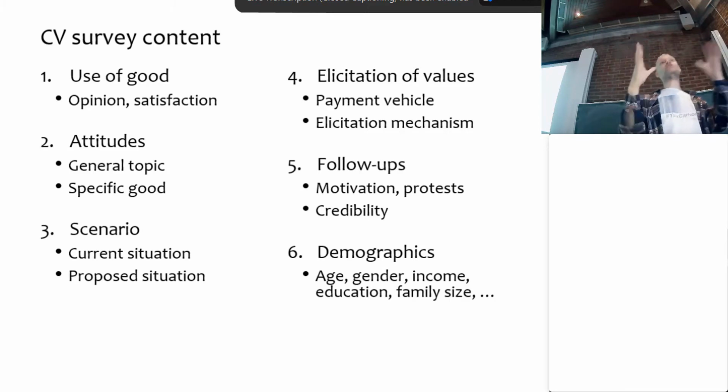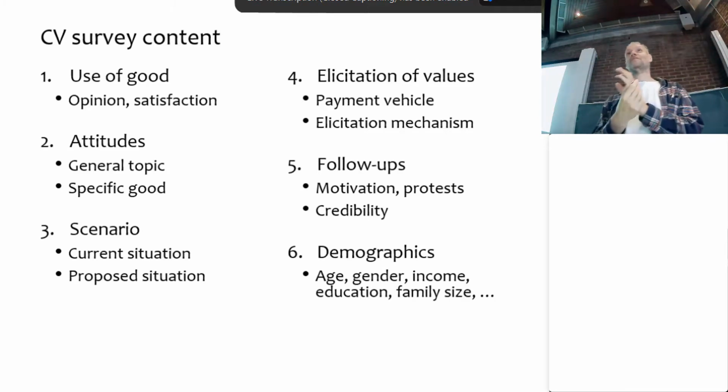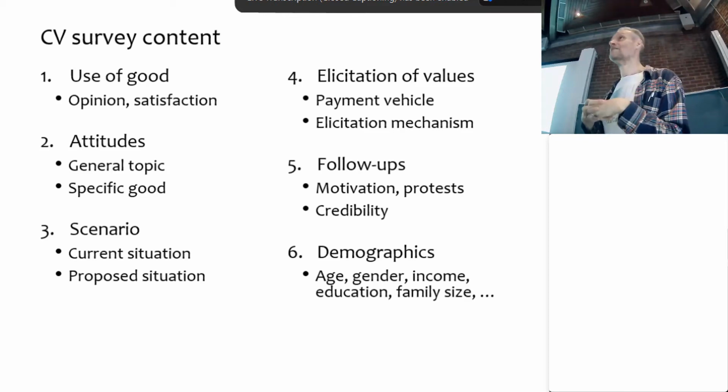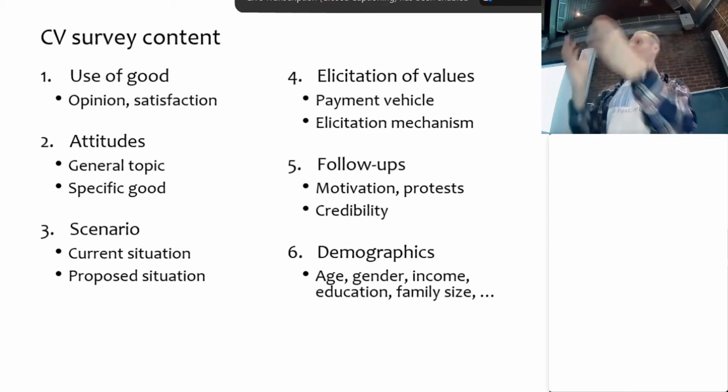Then you need to describe some sort of policy intervention, because asking people what do you think about it is just not very helpful. The question would be, are you prepared to pay 10 pence more for a liter of milk if it is produced without antibiotics? That would be the question that you could ask, right? And that's a very specific question.